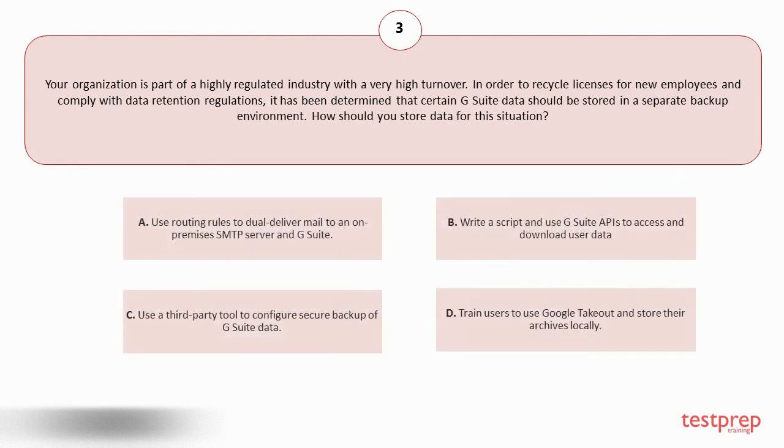Your options are: A. Use routing rules to dual deliver mail to an on-premises SMTP server and G Suite. B. Write a script and use G Suite APIs to access and download user data. C. Use a third-party tool to configure secure backup of G Suite data. D. Train users to use Google Takeout and store their archives locally. The correct answer is option D.